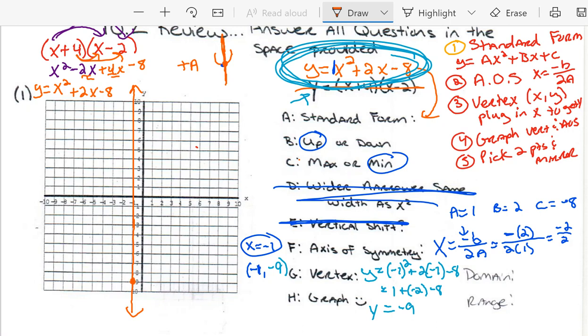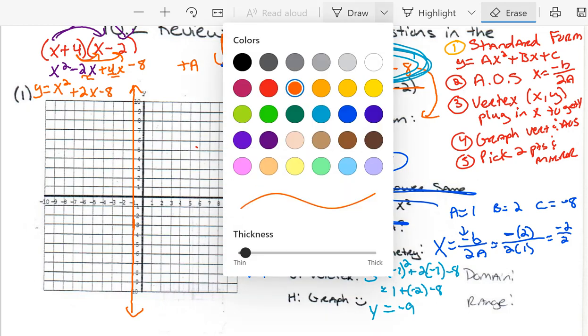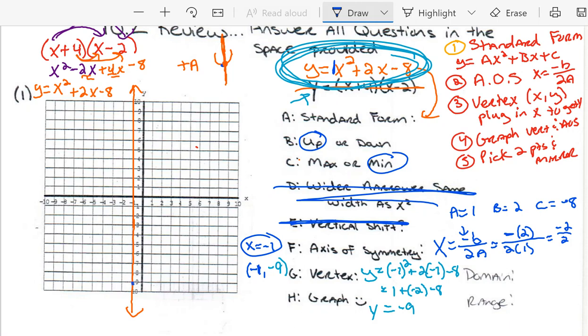Here's my vertex. Actually, let me use a different color. Oh yeah, I didn't take out my whole line. Negative 1, negative 9, so it stands out a little bit. And then it says to pick a point and mirror. I'll pick 2 points and mirror.